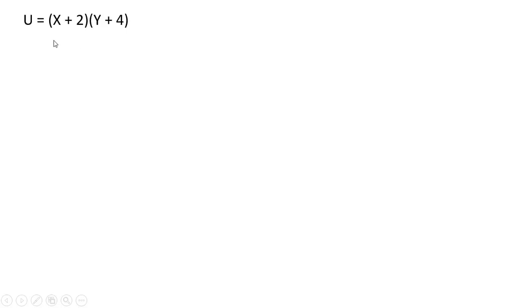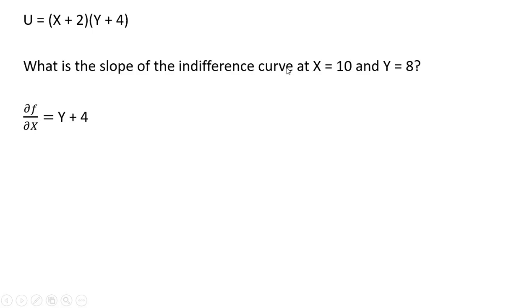Let's do an example. Here we have a utility function that looks like this, and we want to find the slope of an indifference curve where x equals 10 and y equals 8. Taking the partial derivative of the utility function with respect to x, we get y plus 4. The partial derivative with respect to y gives us x plus 2.